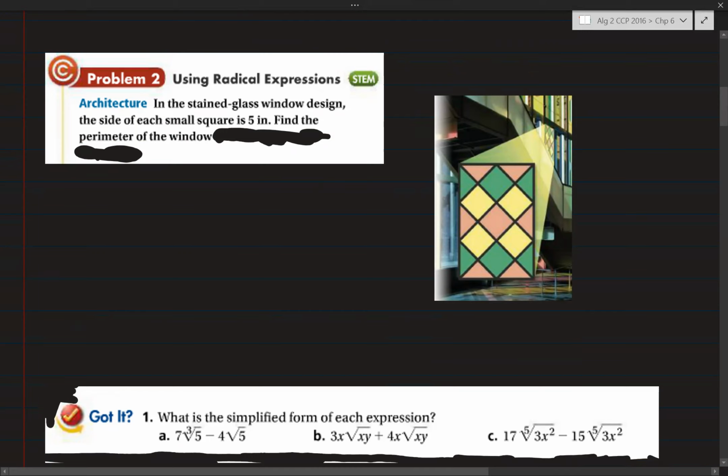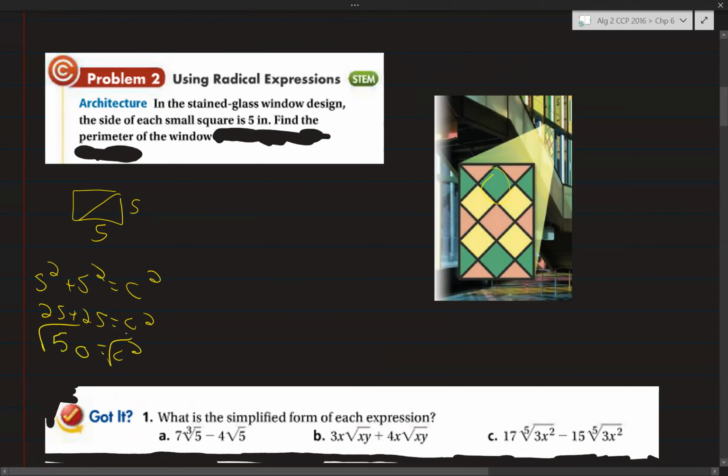So if we want to find the perimeter of this window, we know that each of these squares in here is going to be 5 inches by 5 inches. The first thing is, what's the diagonal? Well, a squared plus b squared equals c squared. So 5 squared plus 5 squared equals the hypotenuse squared. So that's 25 plus 25 equals c squared. So 50 equals c squared.